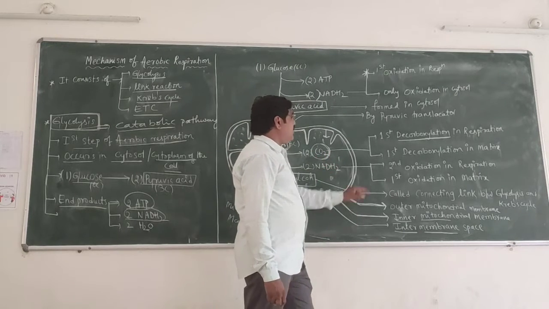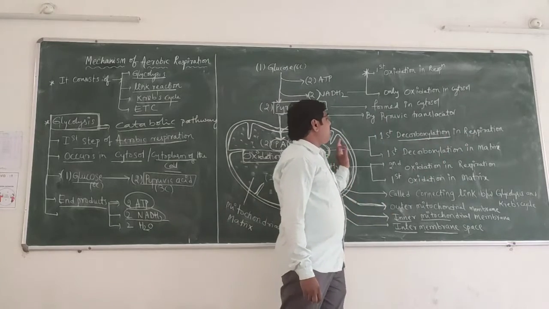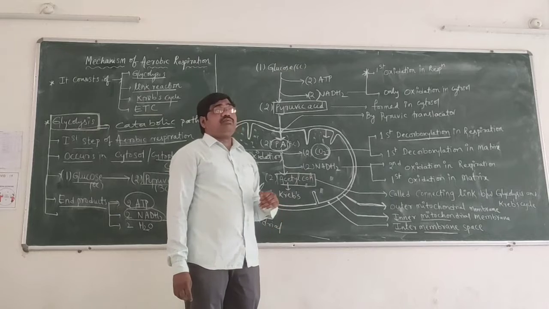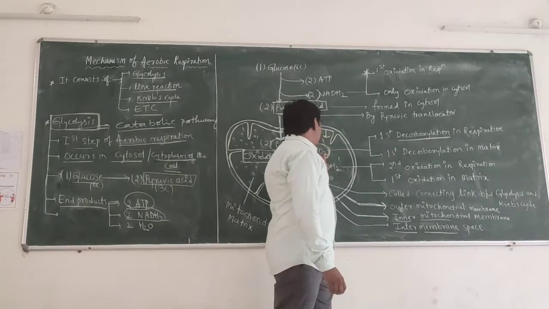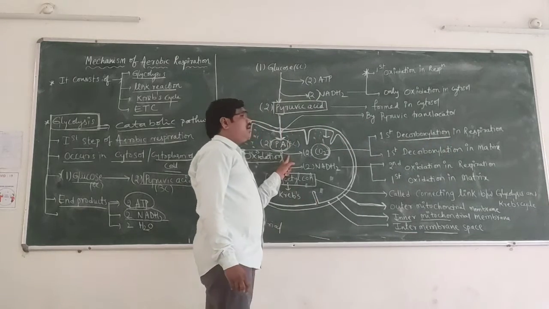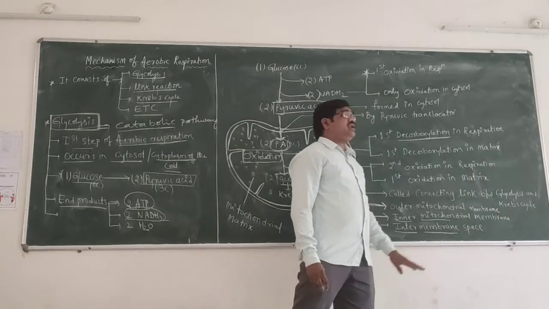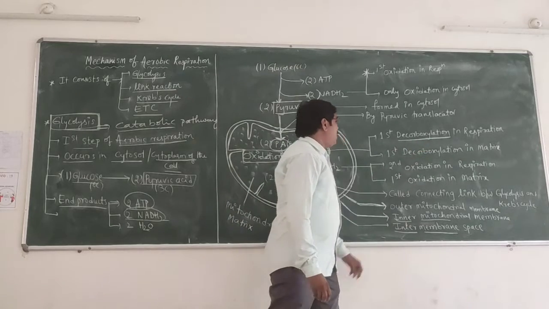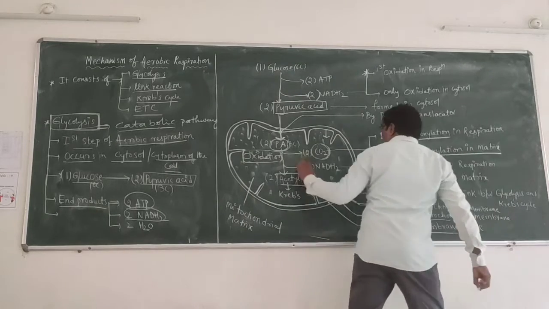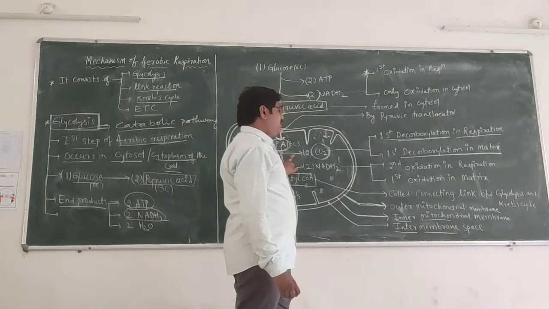What is special about this reaction? The first decarboxylation in respiration. Where does the first decarboxylation take place in the complete oxidation of glucose? The answer is the link reaction. One more question: the first decarboxylation in the matrix of mitochondria, that is also the link reaction.